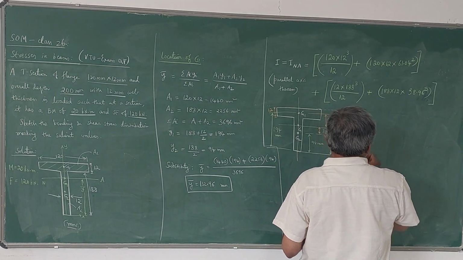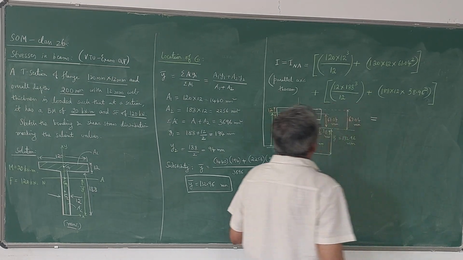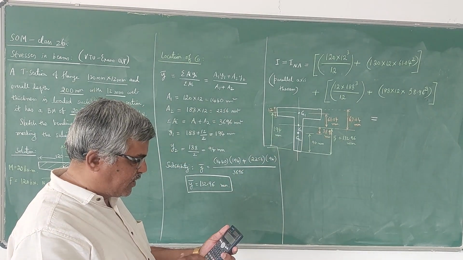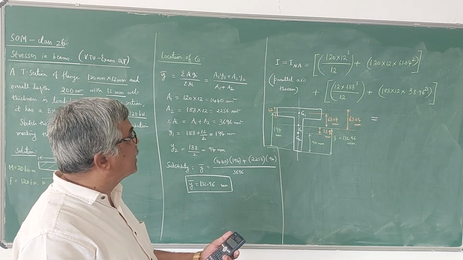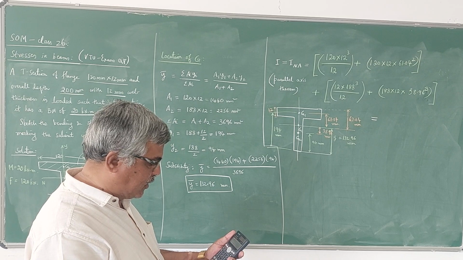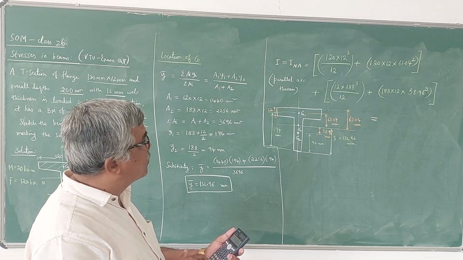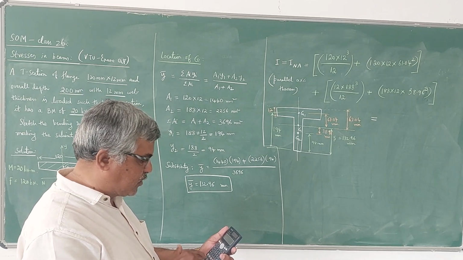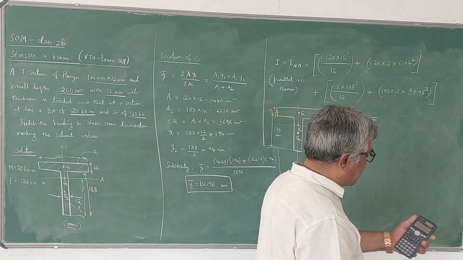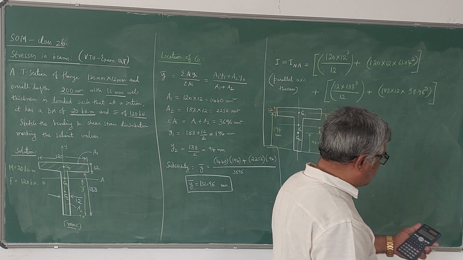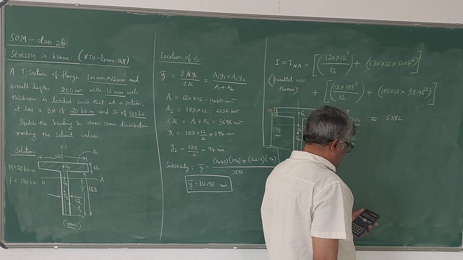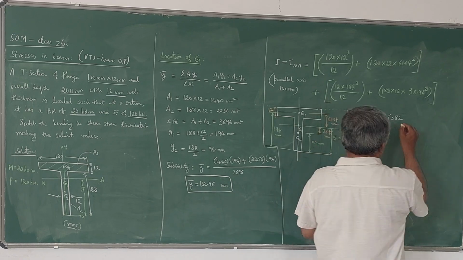Now let me calculate this. You have to be very careful in calculation. So 120 into 12 cube by 12 means 120 into 144, plus 120 into 12 into 61.04 square. So the first value is, I can write, 5382549.5.